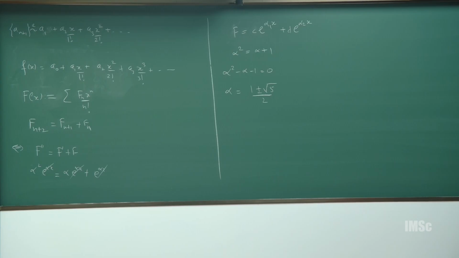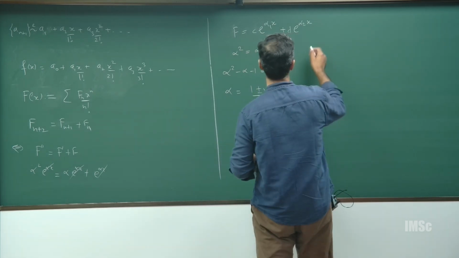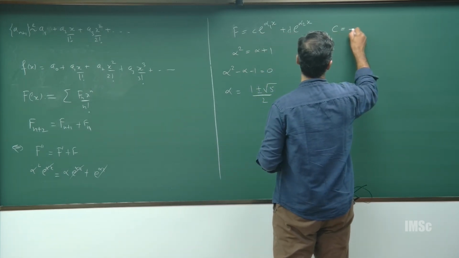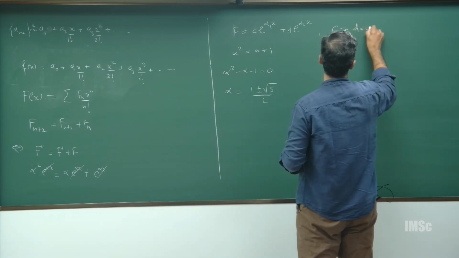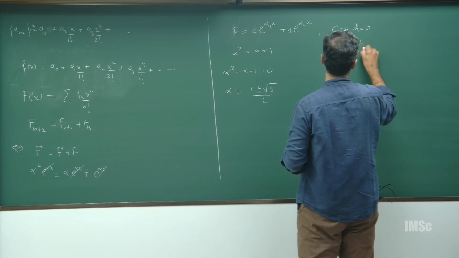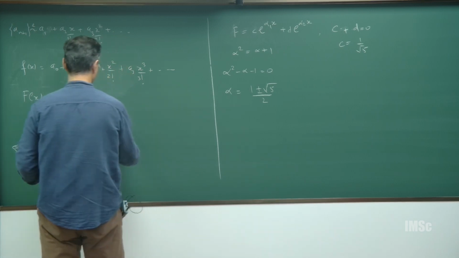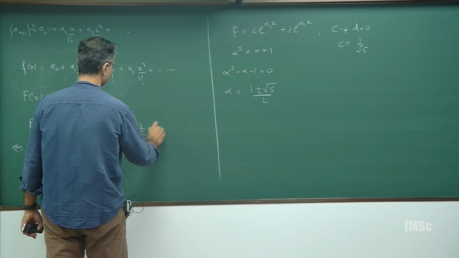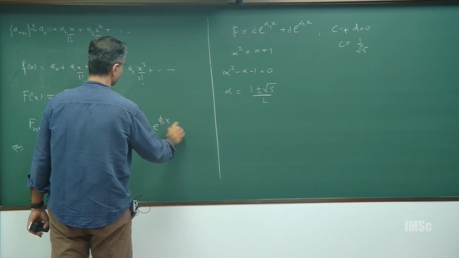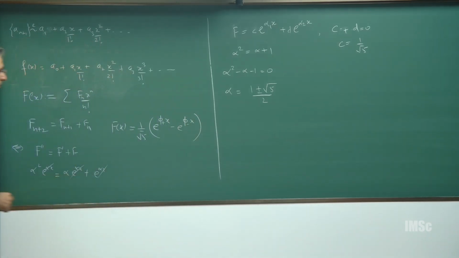Okay, so if you do the same thing, you substitute and figure it out. What you get is C is equal to minus D, so C plus D is 0, and C is 1 upon square root 5. So the solution f is 1 upon square root 5 times (e to the power phi plus x minus e to the power phi minus x).